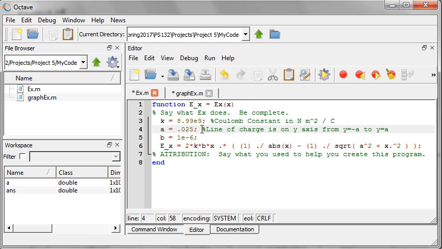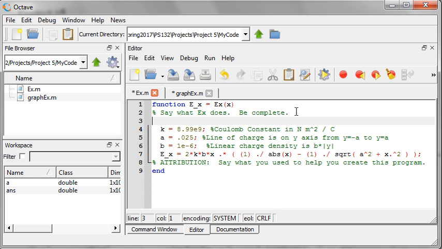This constant is not an input variable or an output variable. And then percent linear charge density is b times absolute value of y. And I gotta say, after you thoroughly explain what this function does, state that it's by you. If you don't have your name in it, you don't get credit for it.